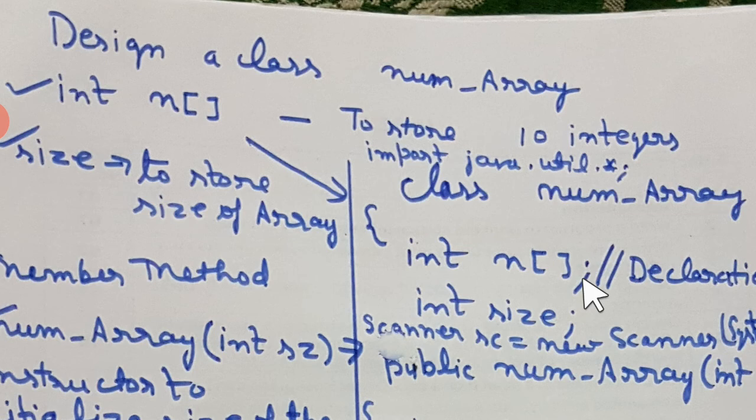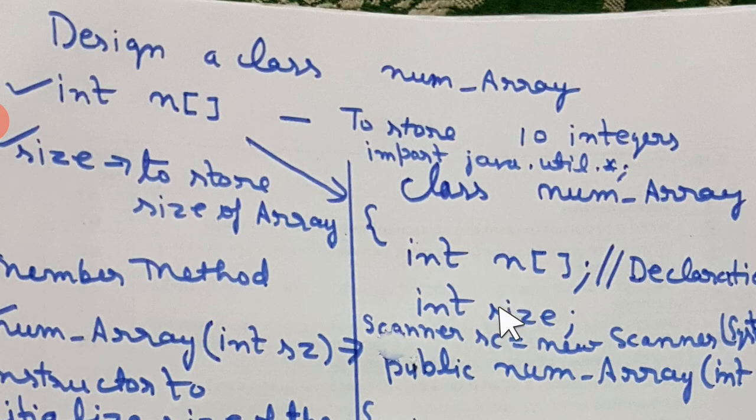Alright, after that we have the second data member, that is size, to store the size of the array. So we have just written int size semicolon. This will contain the size, because till now I have not given any size to the array as I have not created it. Size is always given when the array is created.